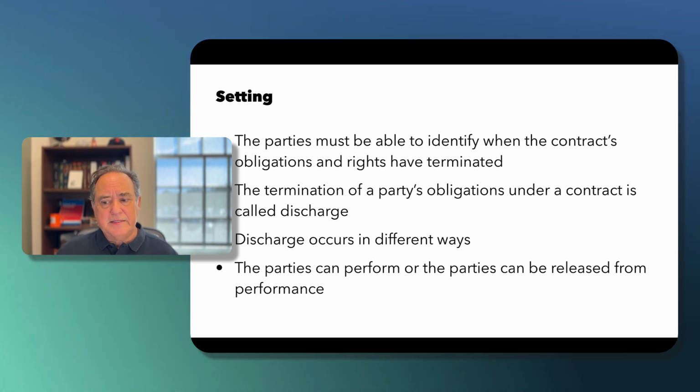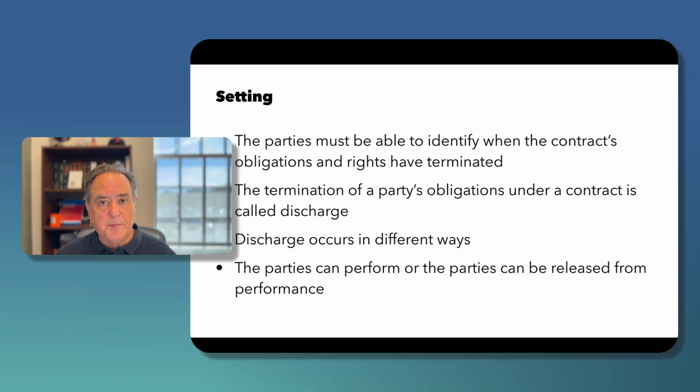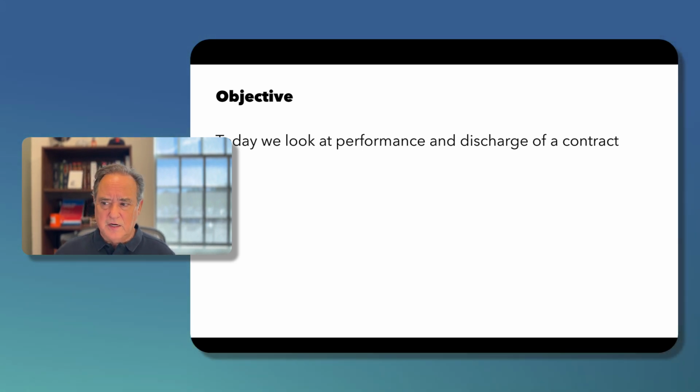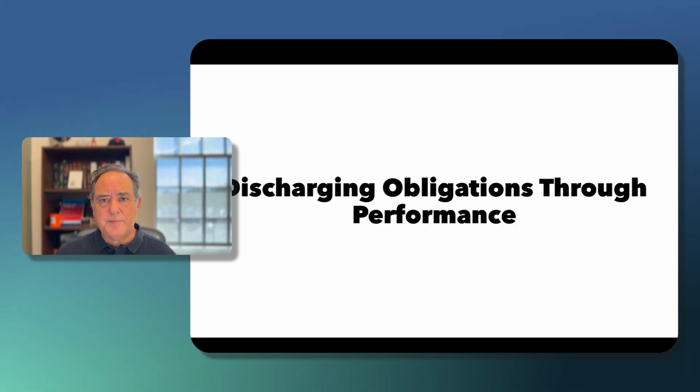Generally, the parties can either perform according to the contract, or the parties can be released from performance through a number of means that we will discuss later. So today we're going to look at performance and discharge of a contract. Let's start with performance, discharging obligations through performance.